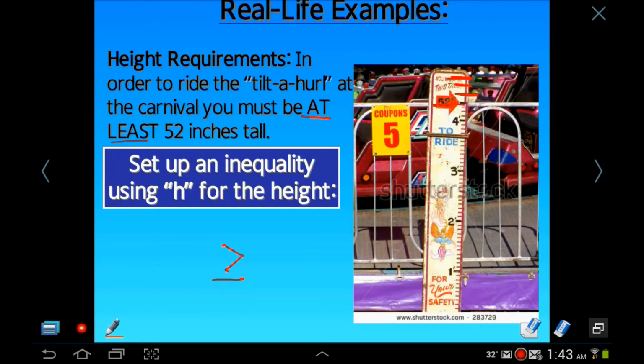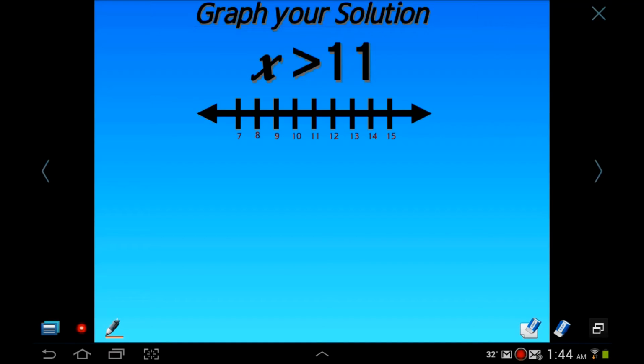So now what we're going to do is we're going to use h. So h, your height, is going to be greater than or equal to 52 inches. And there's your inequality. Now another thing that you need to be able to do with inequalities is graph your solution. So you're going to have to solve these, which we haven't really done in this lesson, which you will in the future. You're going to solve these, and you have to graph them. You have to chart them, put them on a number line.